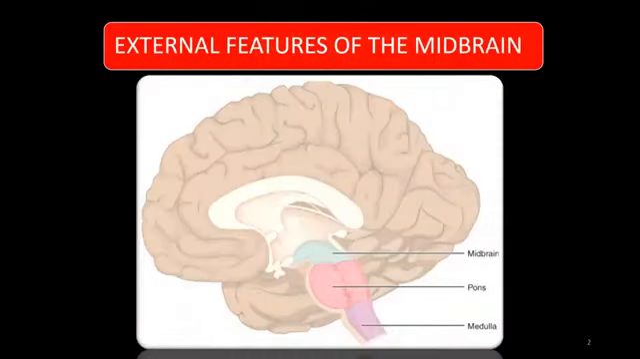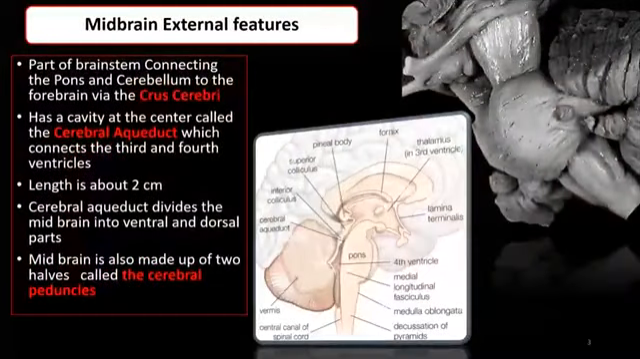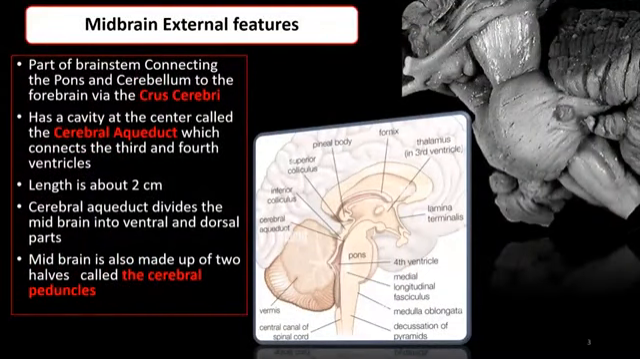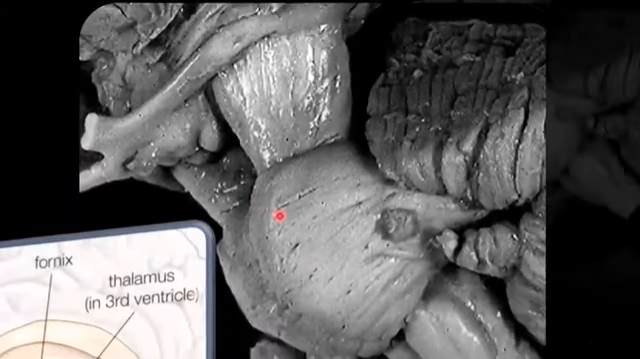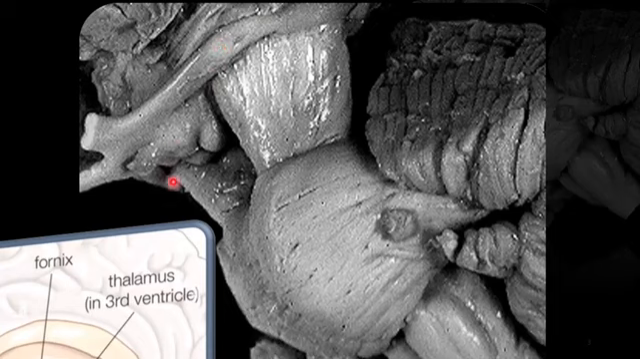We will start with the external features of the midbrain. This is the part of the brainstem that connects the pons and cerebellum to the forebrain. Let's look at our first image. This part is called the midbrain. It connects to the cerebrum through this structure called the crus cerebri. Now, this midbrain has a cavity that is called the cerebral aqueduct.